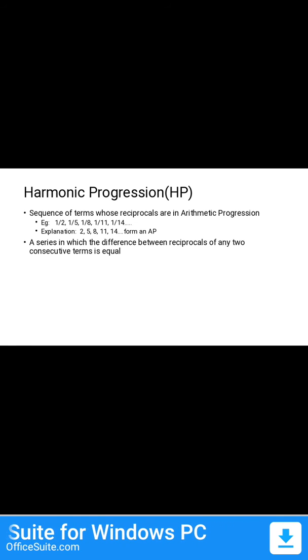So let us understand what we have done in the above example. First, we converted the terms in the sequence into their reciprocals, and if you notice, you would find out that the reciprocals, i.e. 2, 5, 8, 11 and 14, the difference between any two consecutive reciprocals is the same. That is, 5 minus 2 is equal to 3, 8 minus 5 is equal to 3, 11 minus 8 is equal to 3, 14 minus 11 is equal to 3. So this is another characteristic of a harmonic progression.